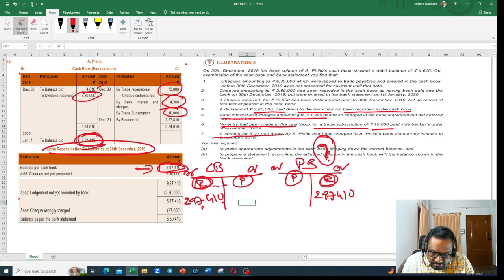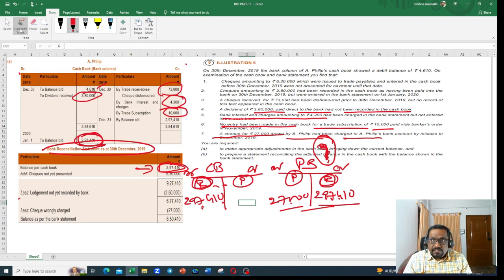Next, a check of 27,000 drawn by B. Philip had been charged to A. Philip. This is important. This is the banker's mistake. What the banker did is, B. Philip issued a check that has to be recorded in B. Philip's passbook. But where did they record it? They recorded it in A. Philip's passbook. So since it is an issued check, they would have debited this 27,000 in the passbook. Since it is debited in the passbook, this balance has been reduced. This is a credit balance, this is a debit. One credit and one debit, the balance will come down. Your question mark balance has been reduced. Since your question mark balance is reduced, you need to subtract this 27,000.